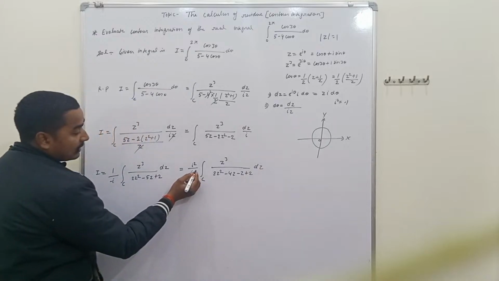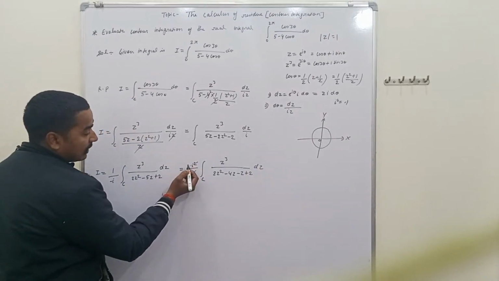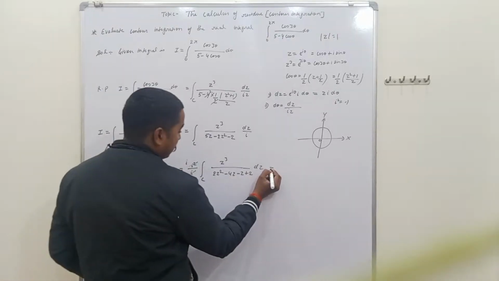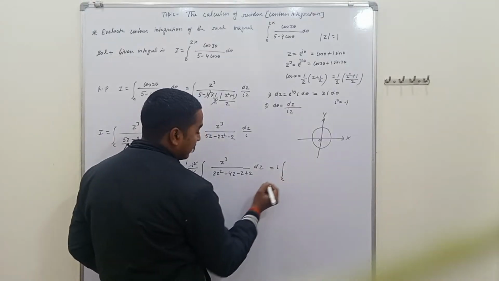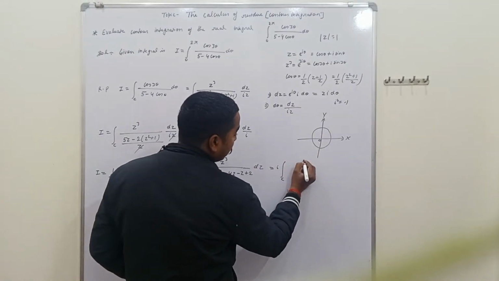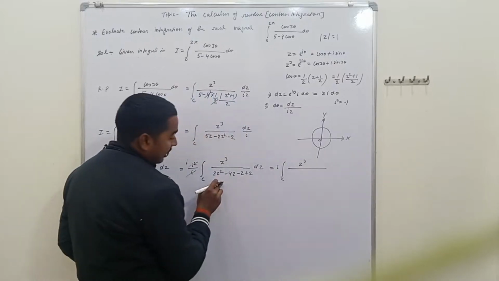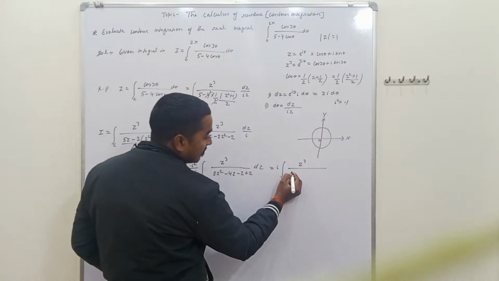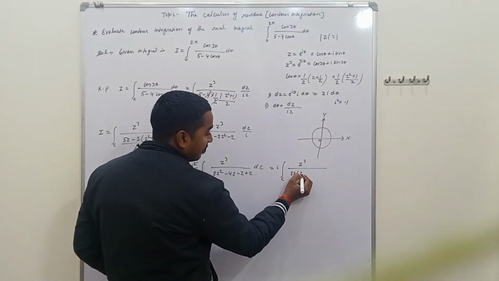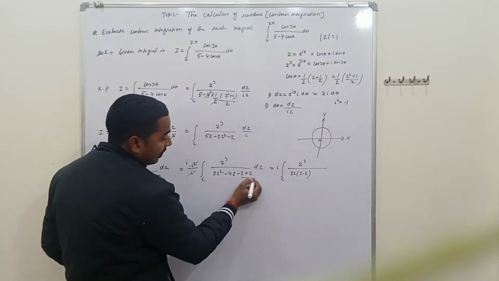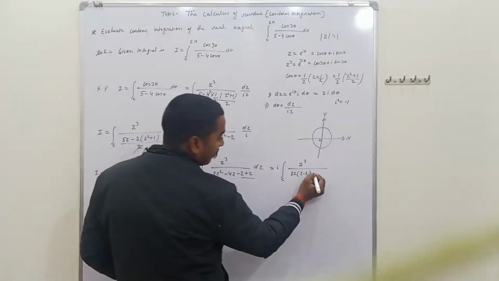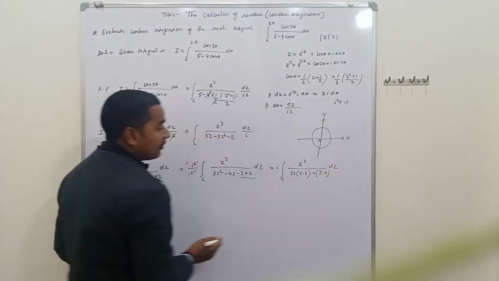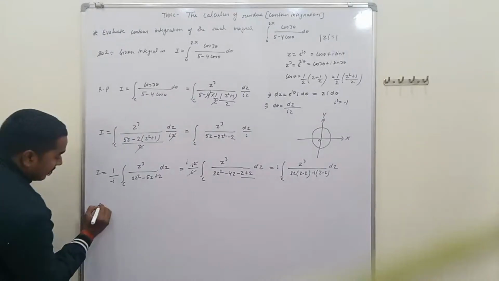From here, i square is cancelled out, and the remaining is i. Then further we have to solve i closed integral of z cube upon, here we take common 2z squared minus 4z, that is 2z common, z minus 2, and from here minus 1 is taken common, that is z minus 2 dz.